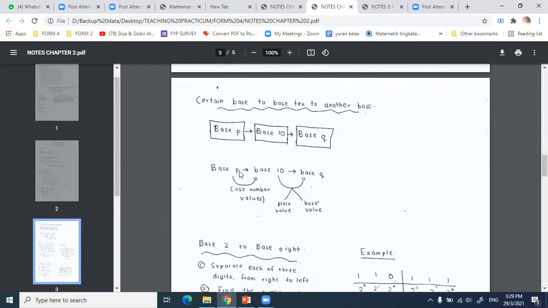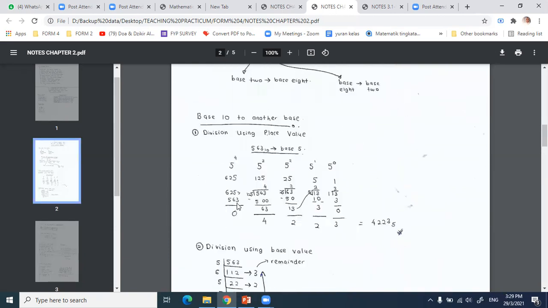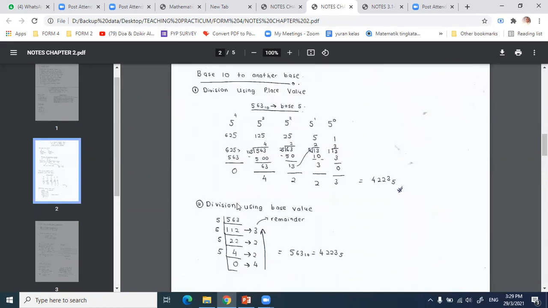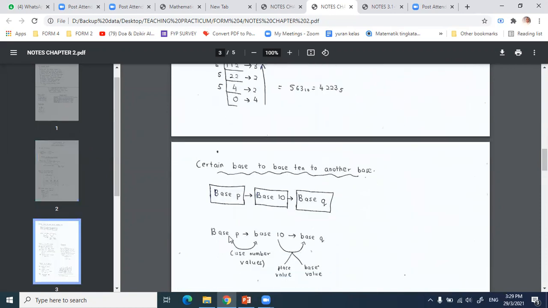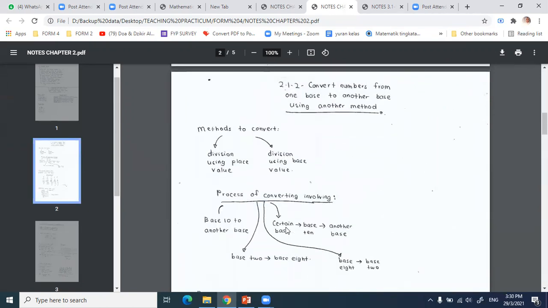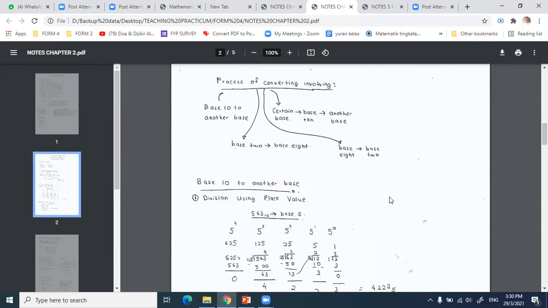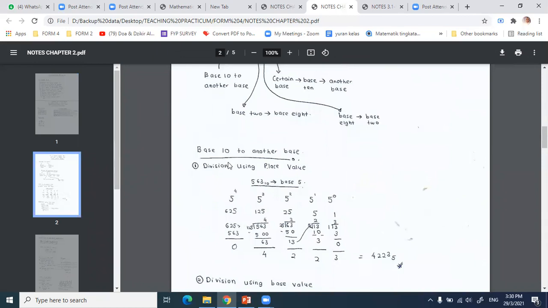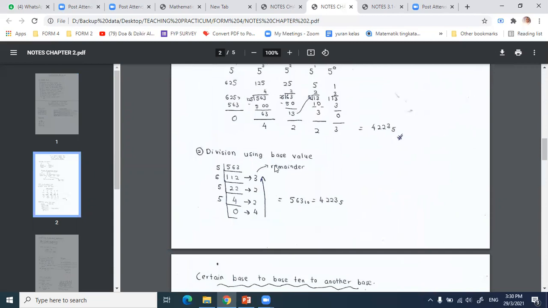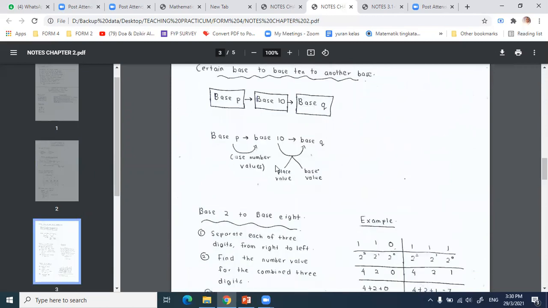Okay, base P to base 10, we can use the number values that we learned just now. Base 2 to base 10, we can use this number value. If base 10 to another base, we can use this: either division using place value or division using base value. You can use either one for base 10 to another base.